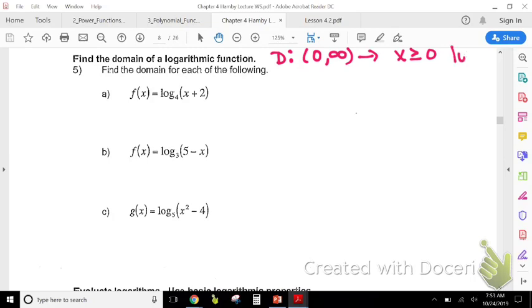And so remember, we were looking at log base b of x equals y. So our x is whatever we're taking the logarithm of. So to find your domain, whatever you're taking the logarithm of, you're going to set that greater than or equal to 0. So look at A. What are we taking the log of? The x plus 2. So x plus 2 has to be greater than or equal to 0. And solve for x.